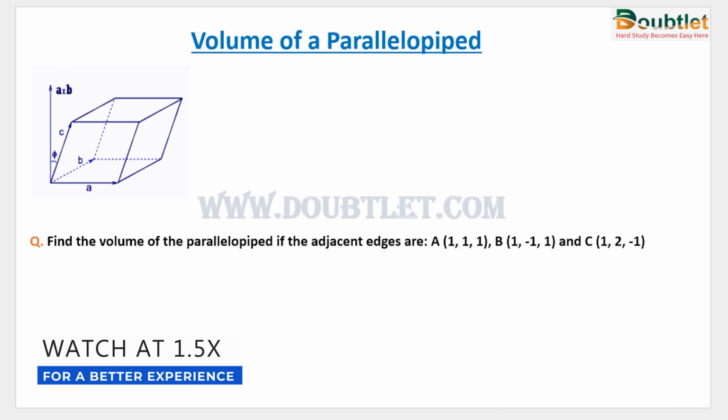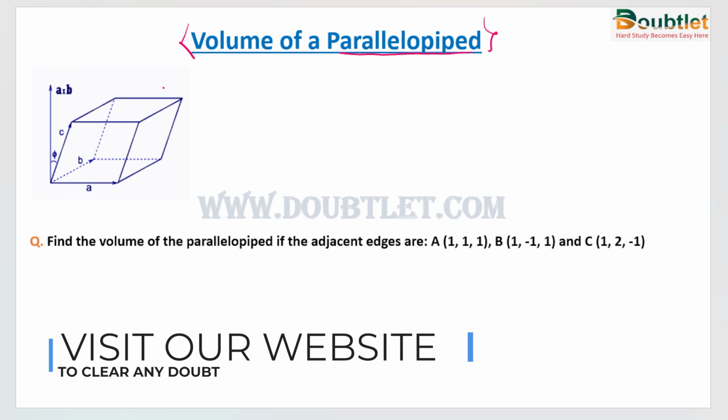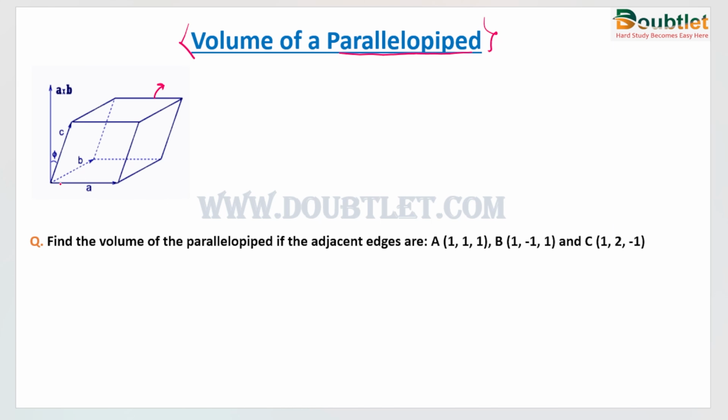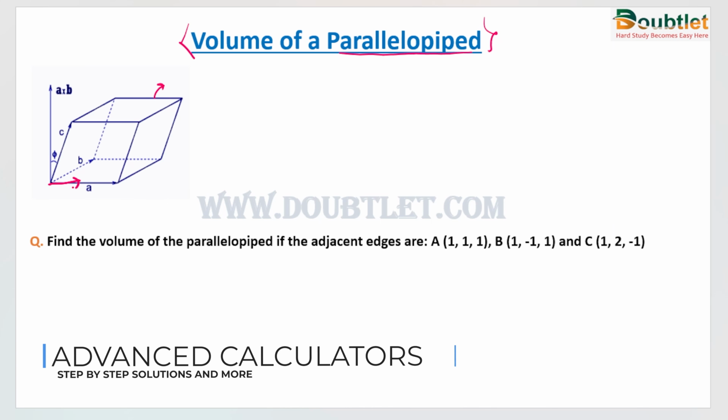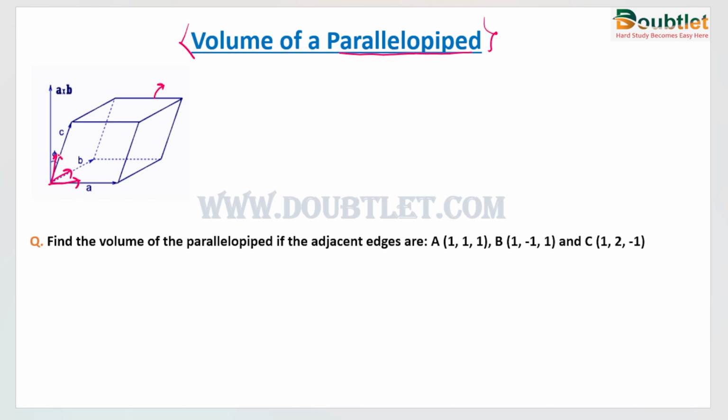So in this tutorial video, we are going to discuss how to find the volume of a parallelepiped. A parallelepiped is a three-dimensional structure whose edges are given as vectors. So this is the A vector, this is the B vector and this is the C vector. One thing we have to remember is that these edges are coincident, meaning they are adjacent edges. So the formula will be valid when all the given edges are adjacent.